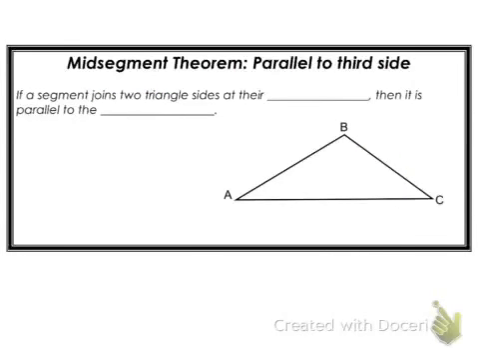Now, one of the properties of a midsegment is that if you have a segment that joins two sides at their midpoints, then it is parallel to the third side. So if I were to draw a segment that connects AB and BC, and at that point we have G and H, and we notice that G and H are bisecting the two sides it's intersecting. So then we can say that GH is the midsegment, and GH is also parallel to the third side AC.